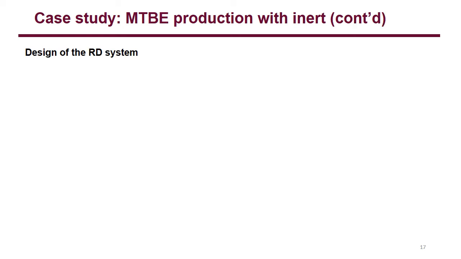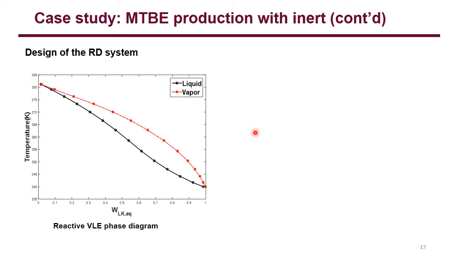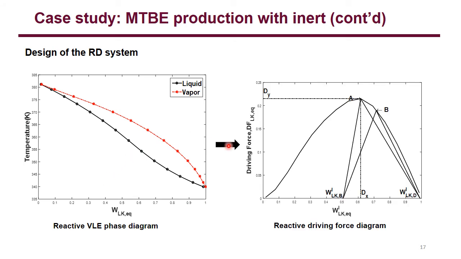After formulation, we proceed to the design of the RD system. We construct the reactive VLE phase diagram, and from the phase diagram, we construct the reactive driving force diagram. As we can see, there is a point where the driving force is maximum. We denote this point as the RD design at point A. And we compare this RD design and control at point A with another arbitrary point, point B, where the driving force is not maximum.